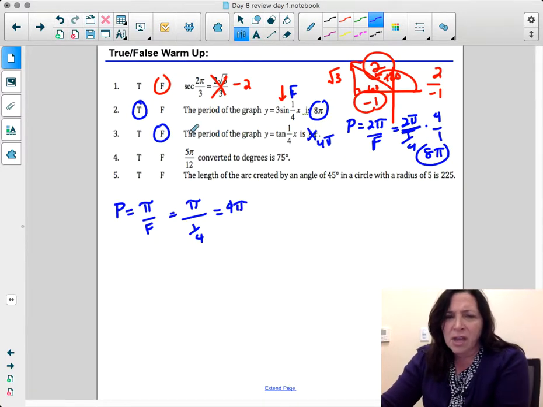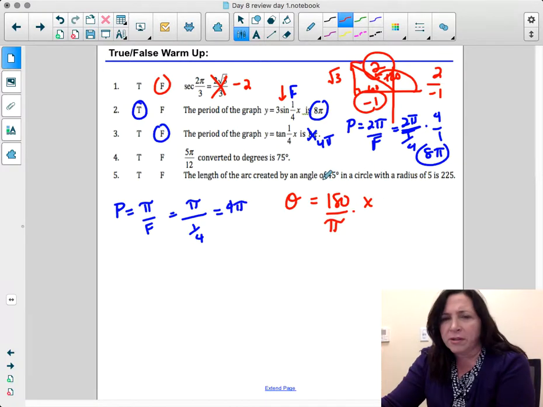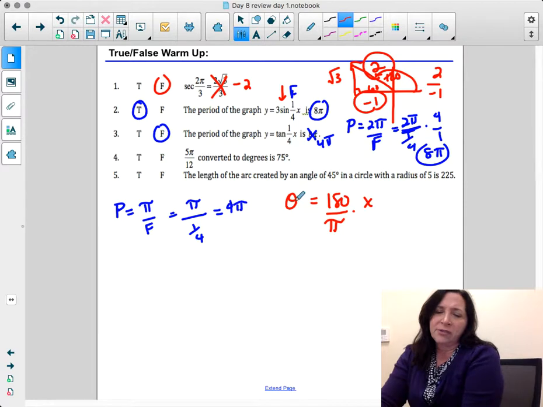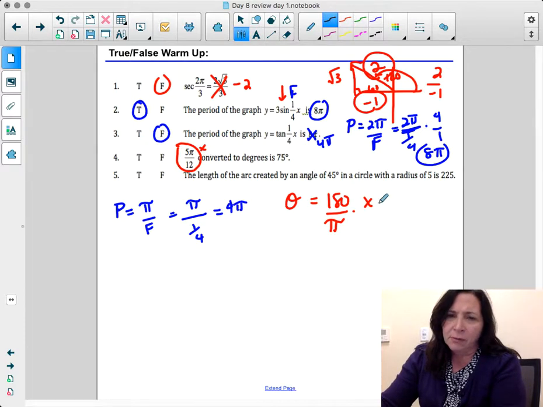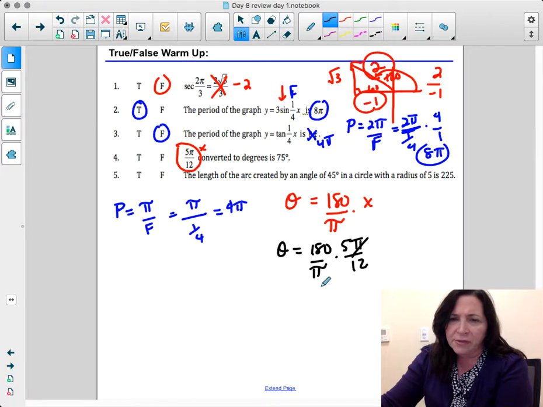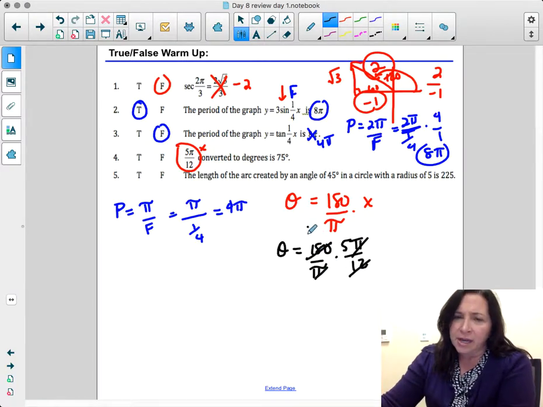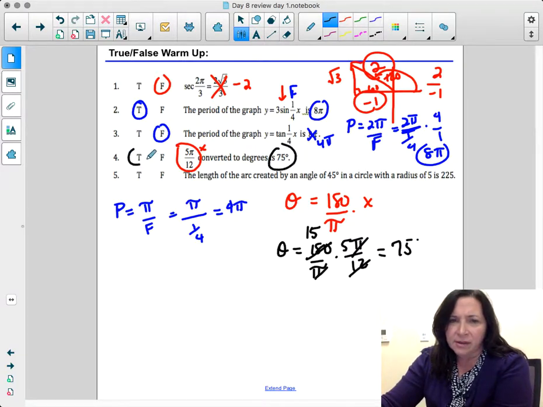For the next one, it says, convert 5 pi over 12 to degrees, and you're going to get 75 degrees. For this problem, there is a formula you can use: theta equals 180 over pi times x. That's the formula we use to convert back and forth from radians to degrees. This being a radian, that's your x, so you would plug that in right here. Well, x is 5 pi over 12. Pi's are going to cancel. 12 divides into 180 15 times. 15 times 5 is 75 degrees. So this is correct. So my answer is true.